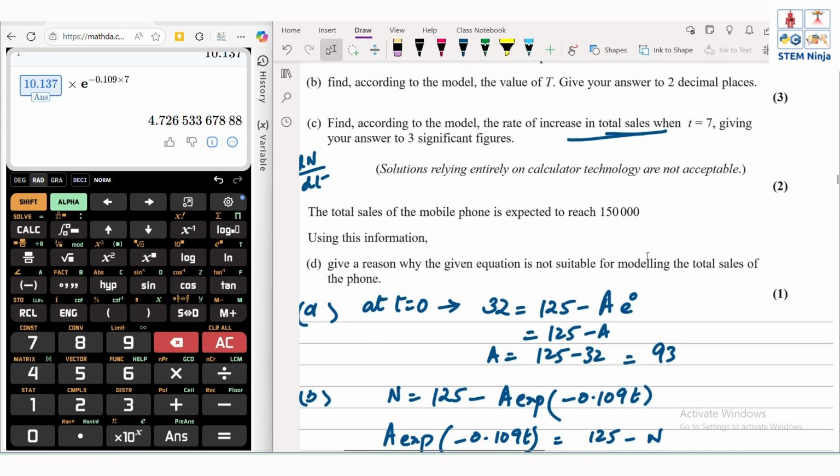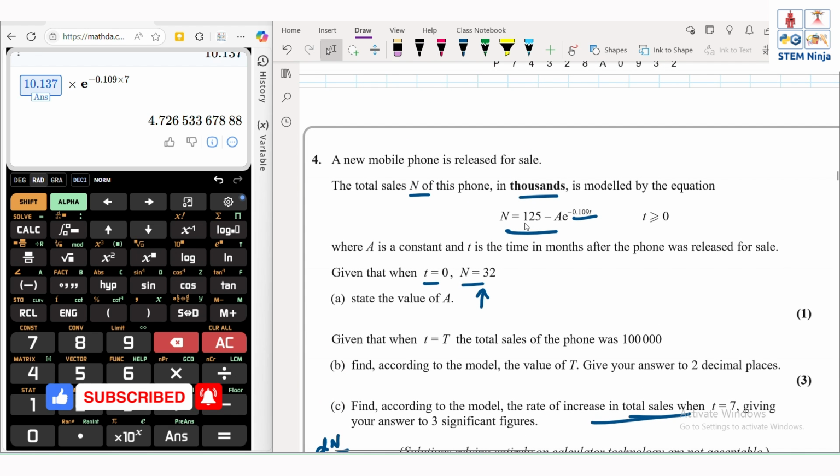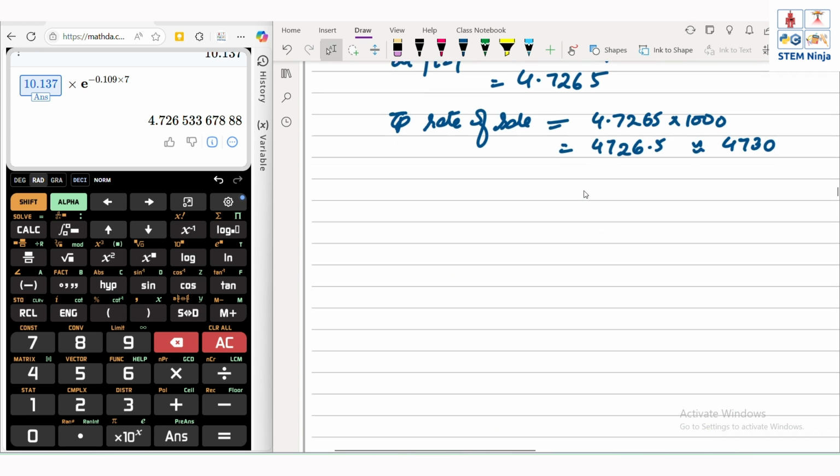Okay. The total sales of the mobile phone is expected to reach 150,000. Using this information, give a reason why the given equation is not suitable for modeling the total sales of the phone. So the reason is right over here. Total sales N would be a maximum of 150, but this thing has a capacity of 125. So let us explain.